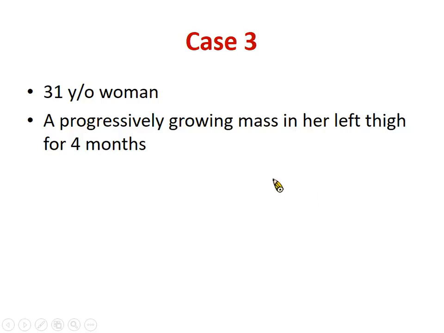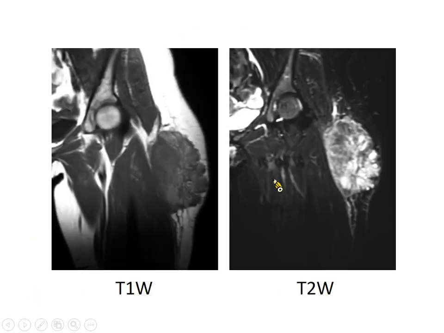31 years old woman, progressively growing mass in her left thigh for 4 months. Okay, this is a larger mass, lobulated of the margin, heterogeneous signal on T2. If a tumor with homogeneous on T1 and homogeneous on T2, this should be benign. If it is heterogeneous on T2, it could be malignant and could be benign, but most likely malignant.